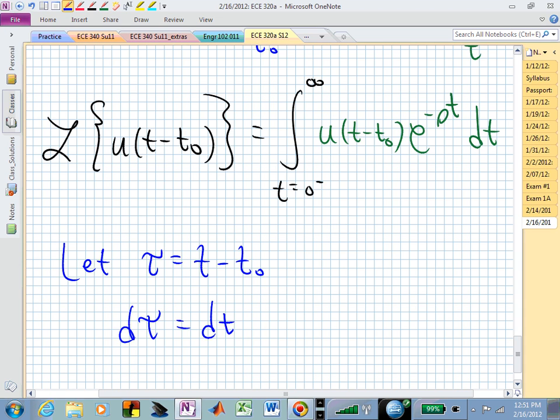The only other thing that we have to worry about is now we need to integrate with respect to tau. So let's get rid of t, and if we look at that definition for tau, we can say that t is related to tau by tau plus t naught, meaning anywhere we see a t, we can replace it with tau plus t naught. Or we can also use this information: when t is equal to 0 minus, what's tau?